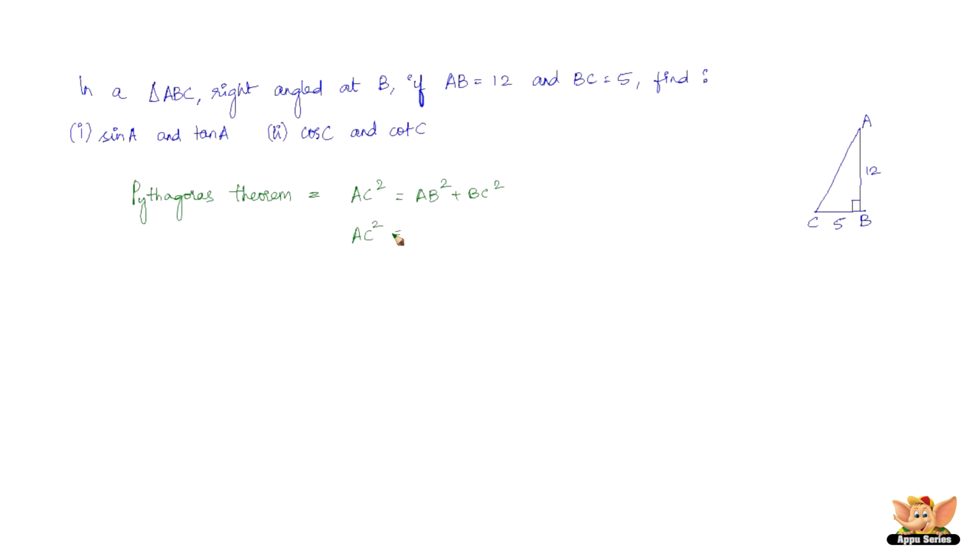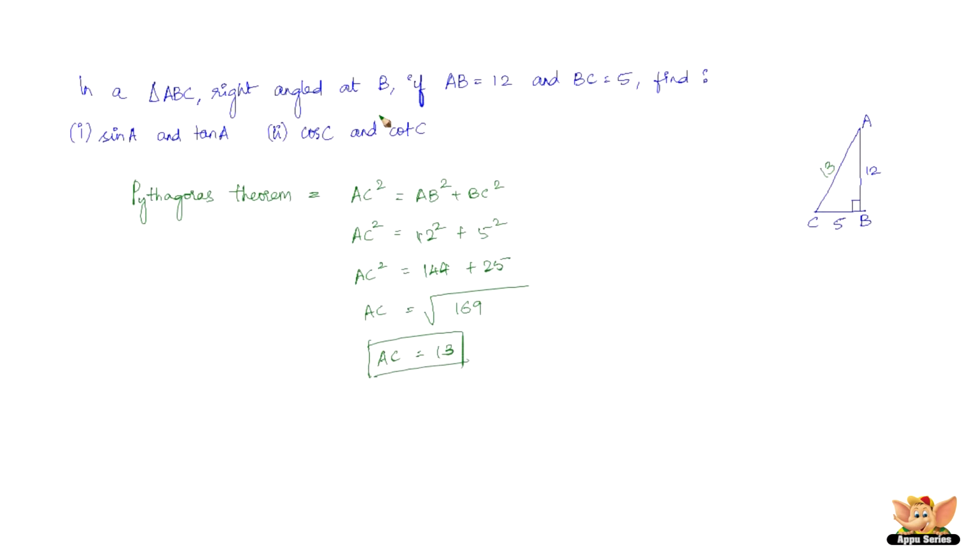So AC square equals AB square, which is 12 square, plus BC square, which is 5 square. So AC square equals 144 plus 25. So AC will be equal to root of 169. 144 plus 25 is 169, and the square root of 169 is 13. So the value of AC is 13.